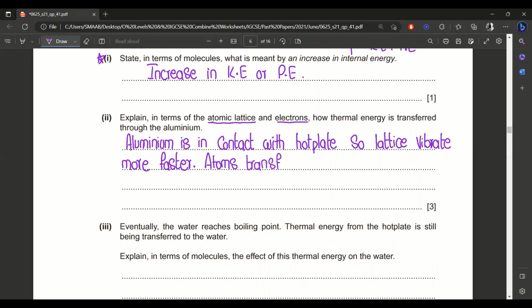Atoms transfer energy because we know in a solid, molecules are free to vibrate about their fixed positions. They are not free to move from their fixed positions. So atoms transfer energy with the help of vibration.